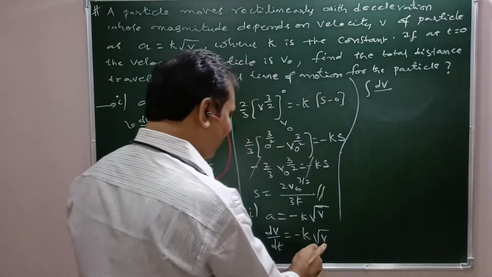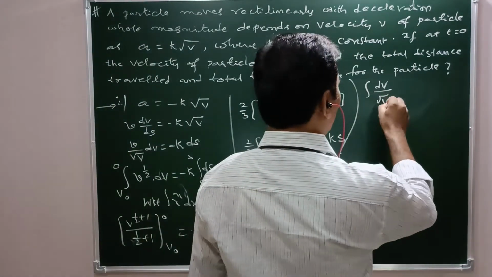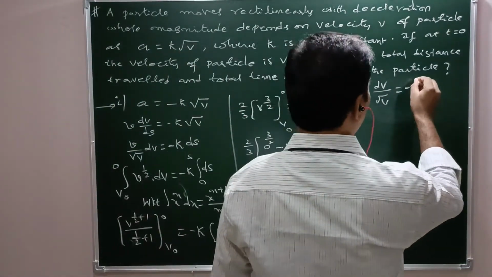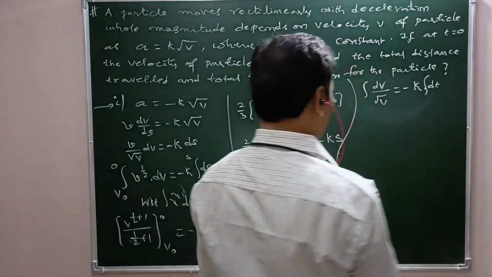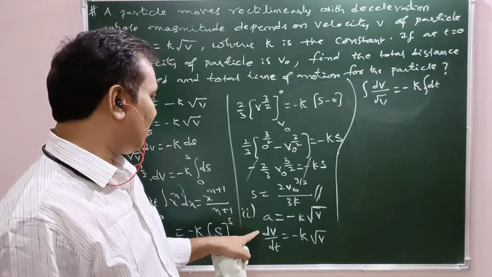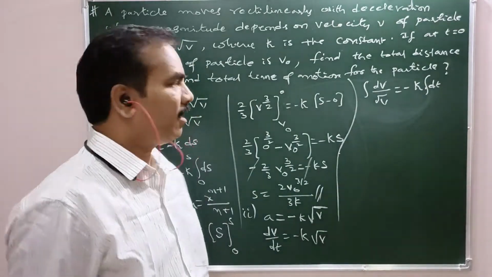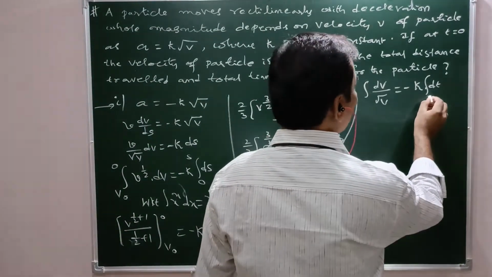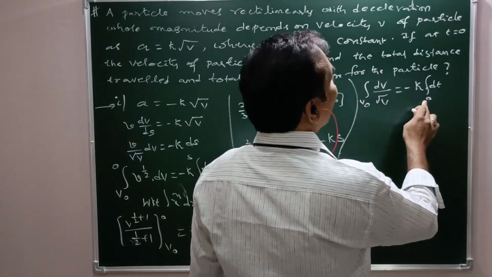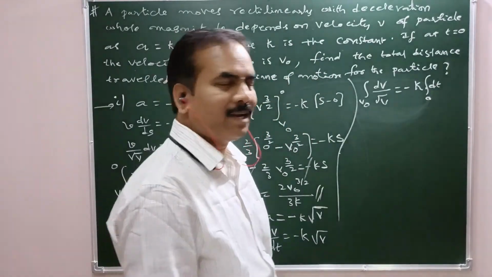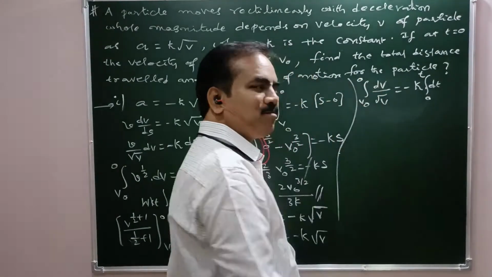dv divided by root v, taking root v onto the LHS, integral dv by root v equal to minus k into dt. Minus k is constant, so minus k into integral dt. What are the limits here? Initial instant 0. At t equal to 0, what is the velocity? v0. Now what is the time taken to come to rest? Let it be t, so upper limit t. At t, what is the final velocity? 0, because the body comes to rest.